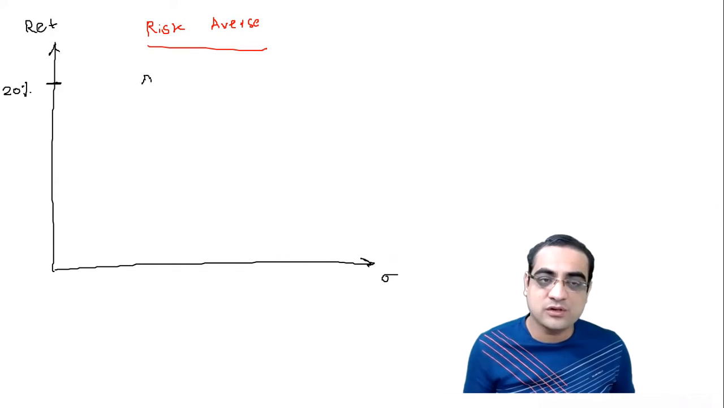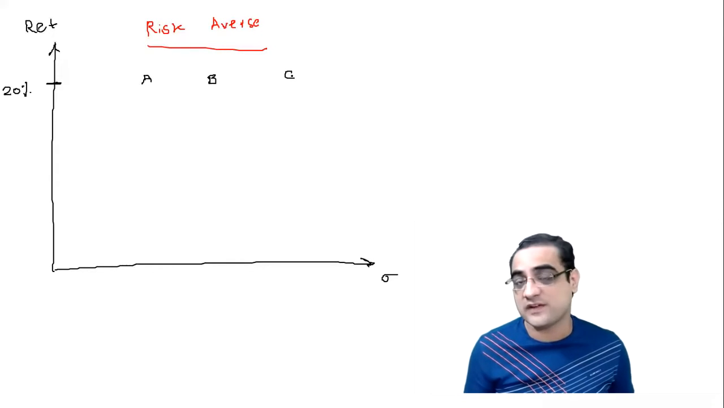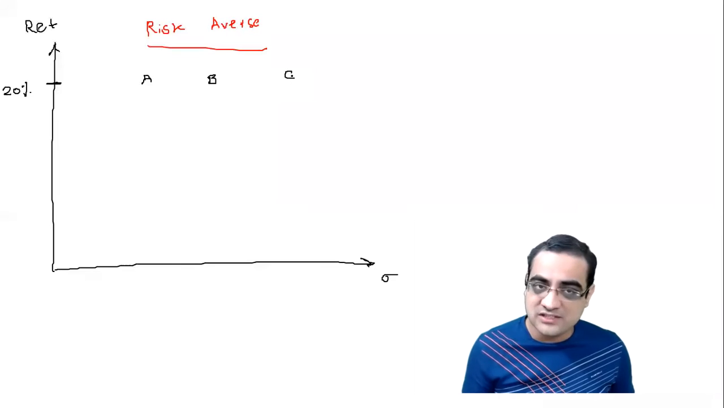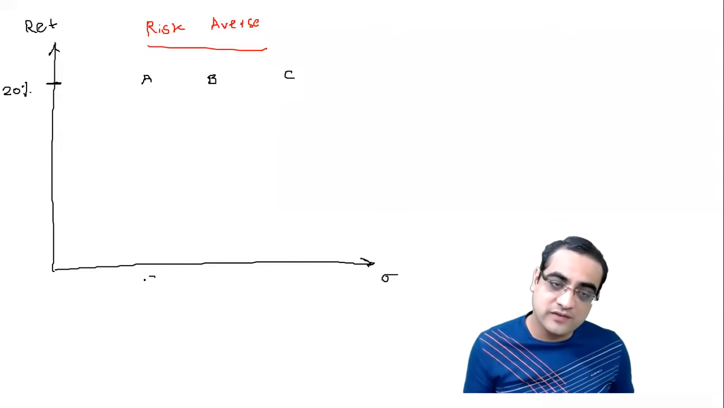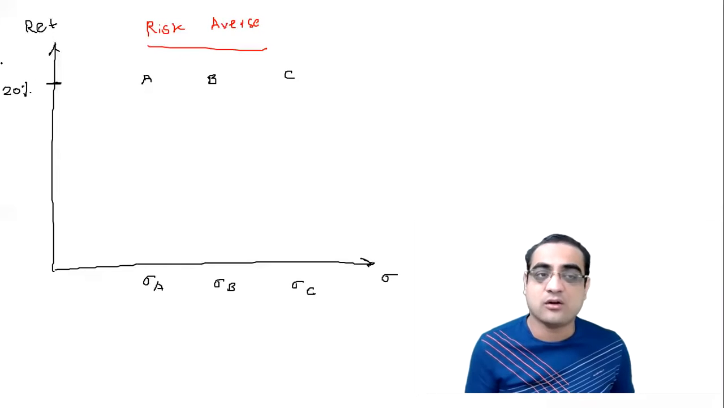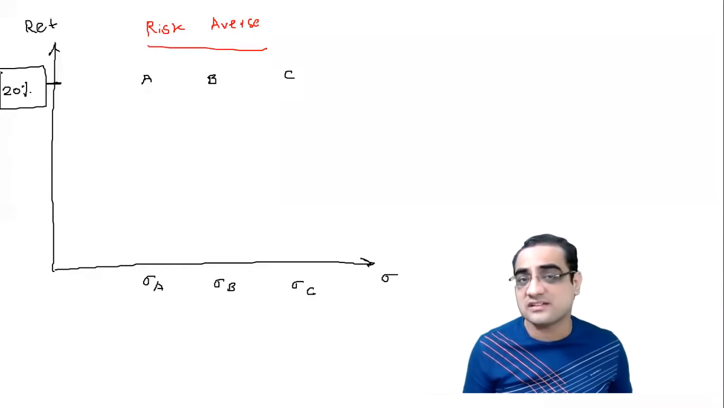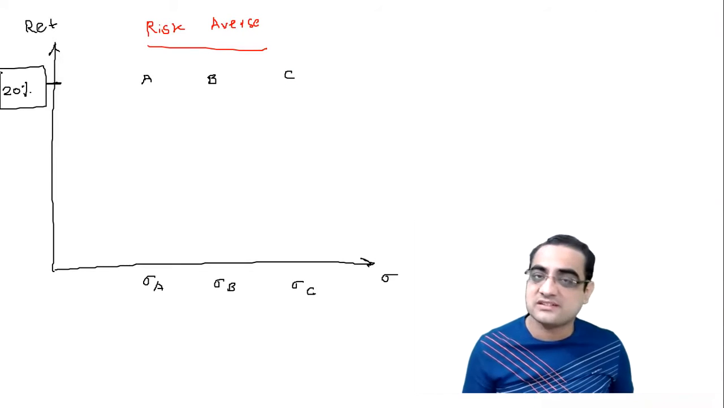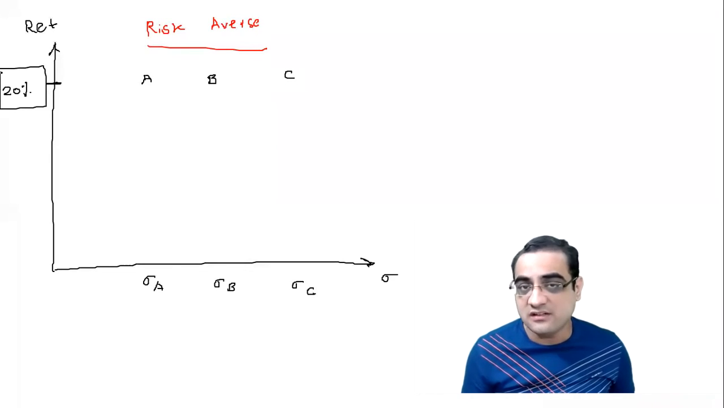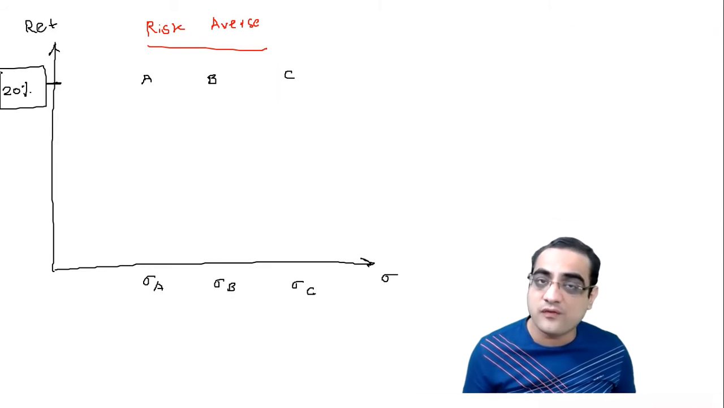So this could be portfolio A, which can fetch you 20% return. This could be portfolio B, which can fetch you 20% return, or this could be portfolio C, which can fetch you 20% return. Out of these portfolios, the risk of A is this much, the risk of B is this much, and the risk of C is this much, and all of them have the same return of 20%. So as I said, if A, B, C are offering the same return of 20%, then the investor who is risk averse would like to choose the one which offers lower risk. So which one will they choose?